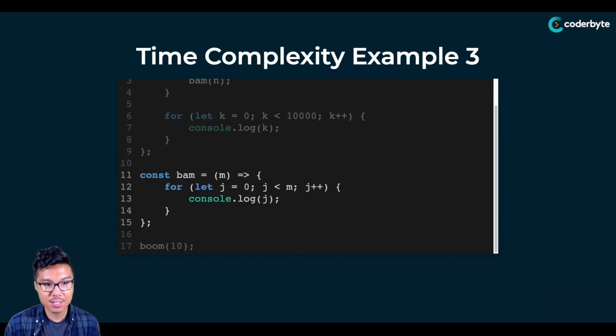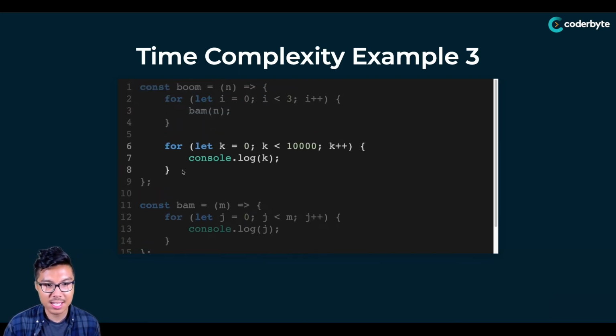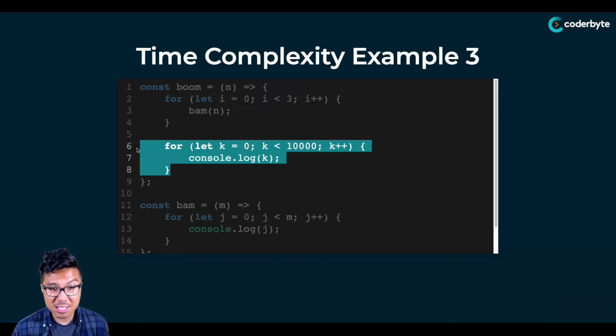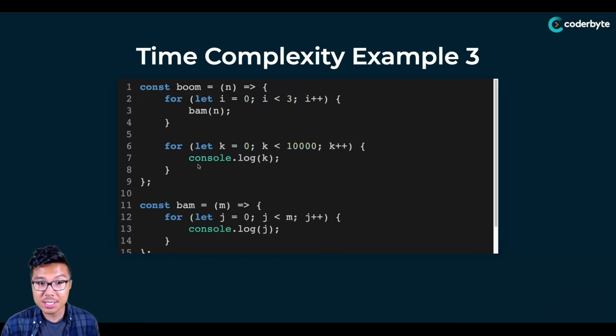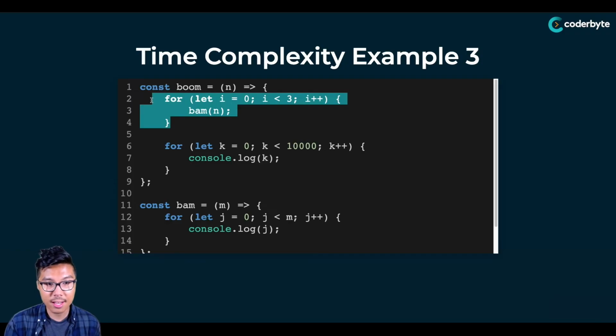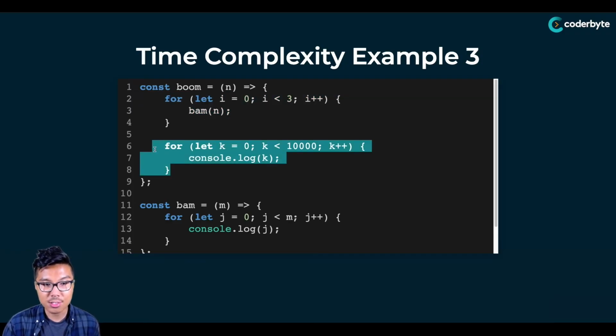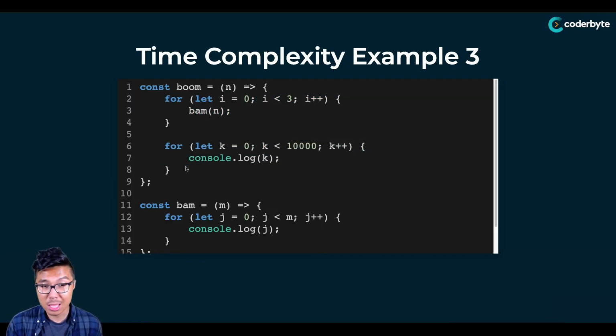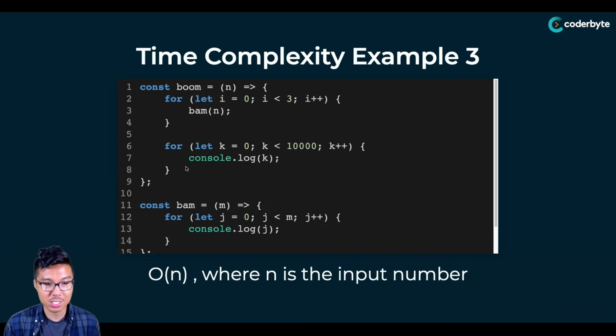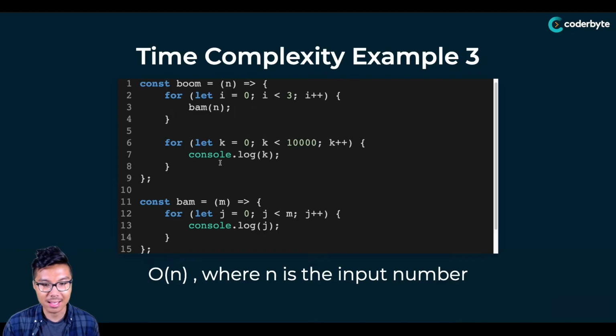If I look at the rest of the code inside of the boom function, that is this second loop, it iterates 10,000 times once again. So considering everything as a whole, I have 3n over here plus 10,000 over here, which overall gives me 3n plus 10,000, which of course just simplifies to simply n. It's really the same type of complexity like we had in the last example.